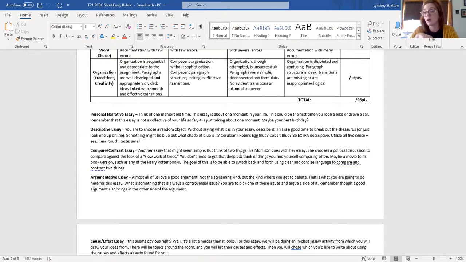If you're stuck, we can work together to figure out something for you to compare and contrast. You just need to let me know. But that really is it when it comes to the compare and contrast essay. I hope that this was helpful to you.